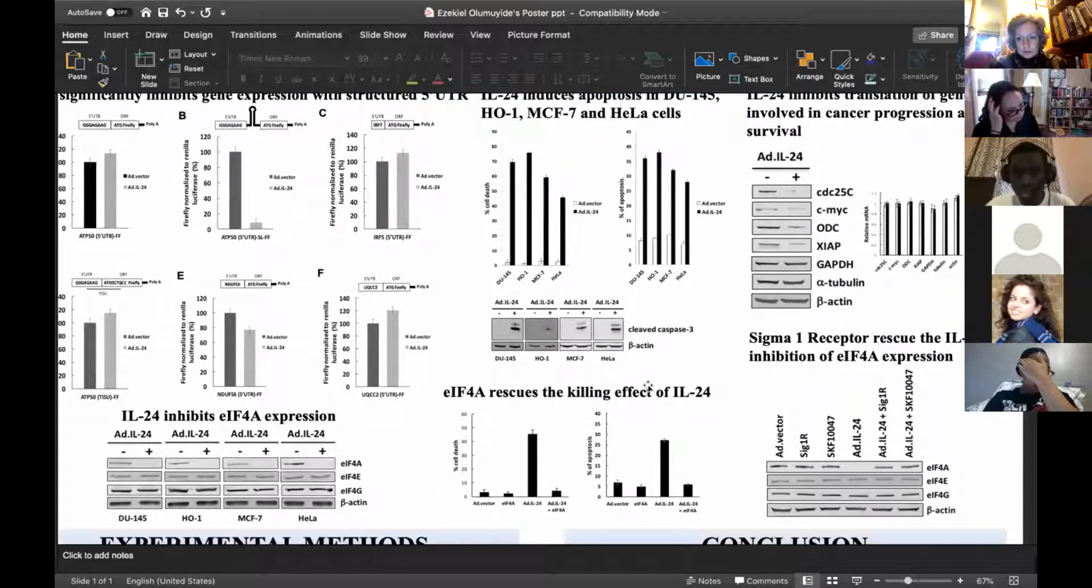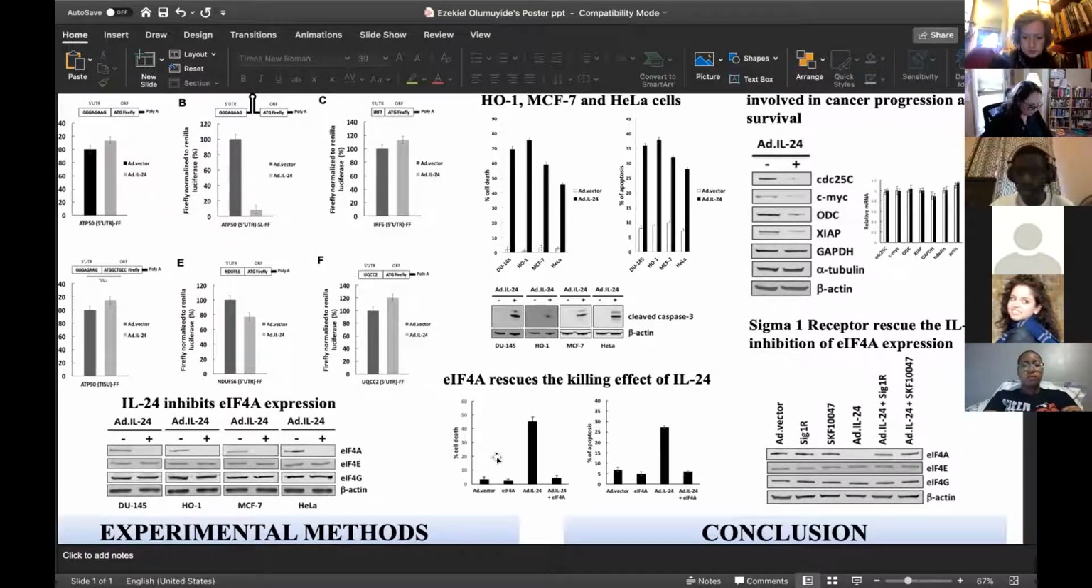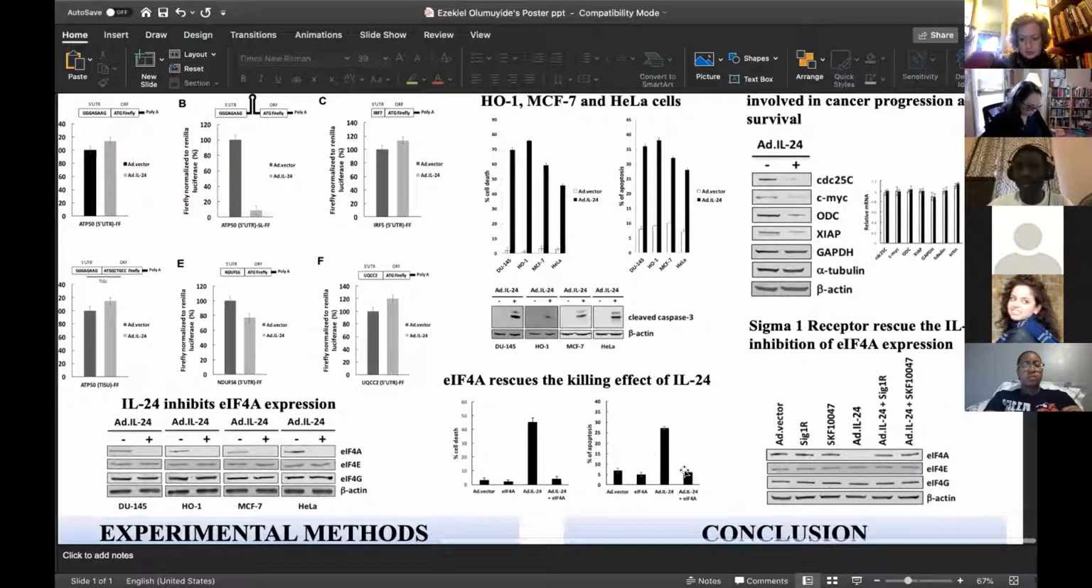So since we know that interleukin 24 decreases EI4A protein, we decided to treat the cells with EI4A and see if there's going to be apoptosis or cell death. Then we did that and saw that EI4A rescues the apoptosis and cell death caused by interleukin 24. So that shows that for interleukin 24 to cause its killing effects, we need EI4A downregulation.